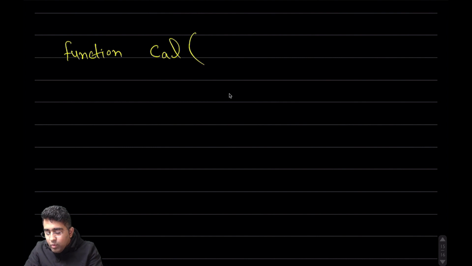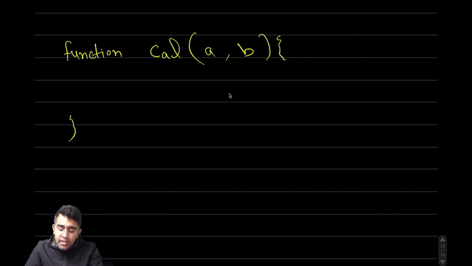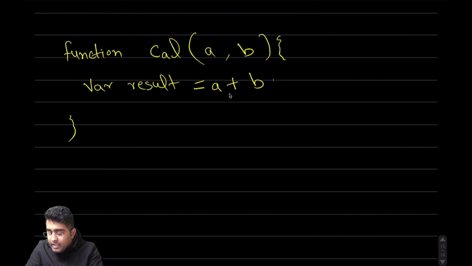That will take a first value, so we can say first value, or I can just say A, and second value B, and then we add a code block. Then we want to add these. Inside the function, we can create another variable. Not to make you guys confused, we can still return this directly, but let's take a look. So we create a variable, let's say result, and we set it equal to A plus B.